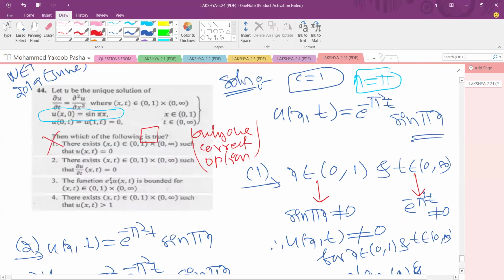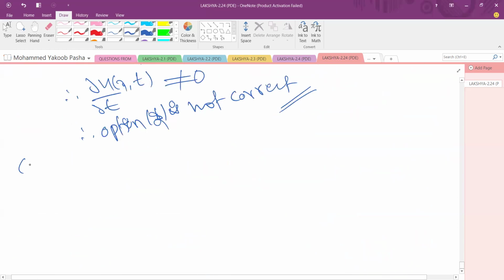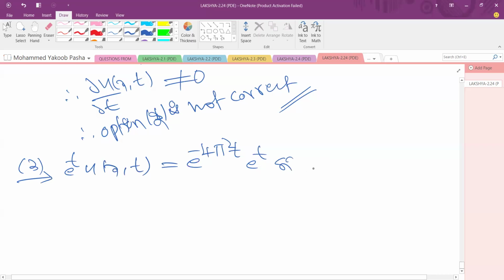There exists a function e power t into u of x comma t is bounded for x, t belongs to (0,1) cross (0, infinity). So we can multiply with e power t to the function u of x comma t. So e power t into u of x comma t is equal to e power minus 4 pi square t into e power t into sin pi x.